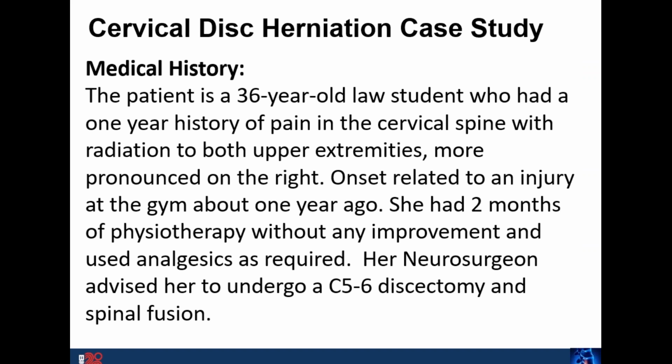Okay, so now a cervical disc herniation case study in the last 8 minutes or so that we have. This patient was a 36-year-old law student, had a 1-year history of pain in the neck that was causing radiation to both upper extremities, however, much more pronounced on the right side. The onset was related to an injury at the gym about a year prior to coming in. She had 2 months of physio, not a lot of improvement, was using analgesics as required, and did see a neurosurgeon, and that neurosurgeon had recommended a C5, C6 discectomy and spinal fusion.